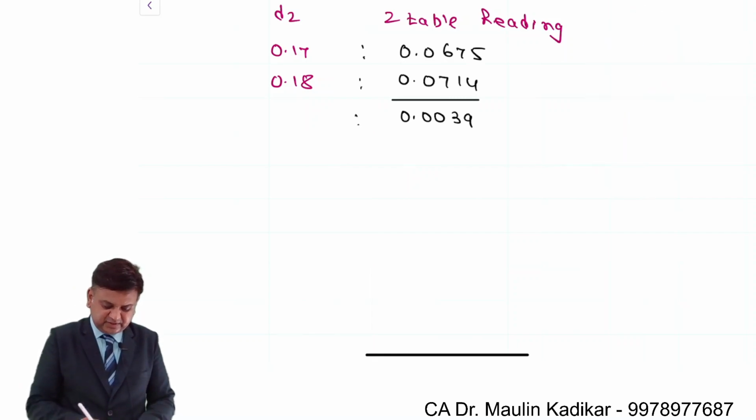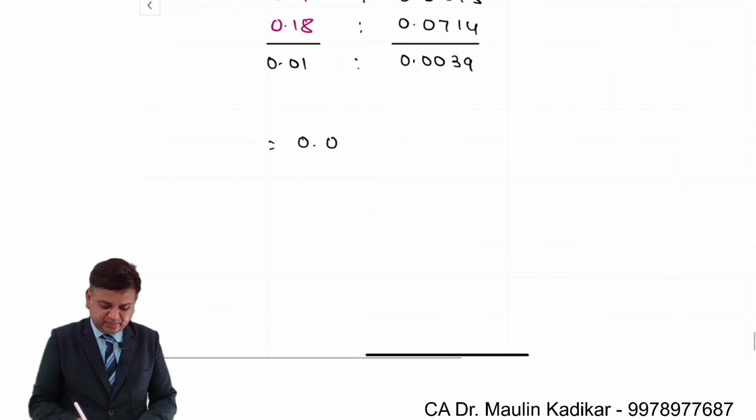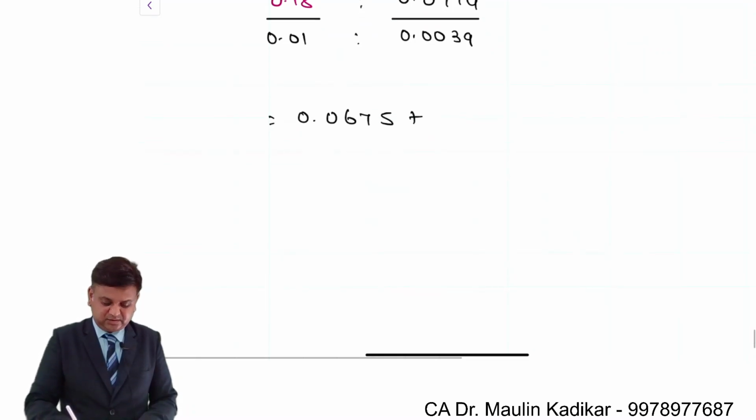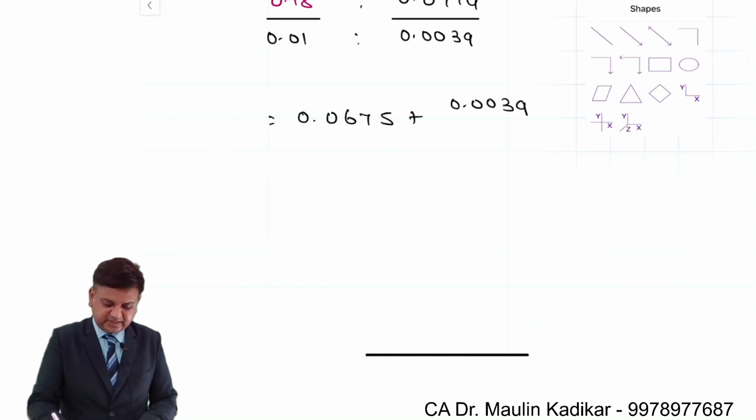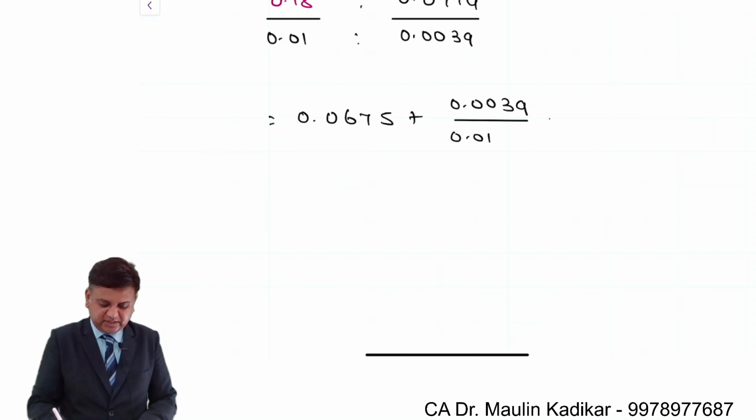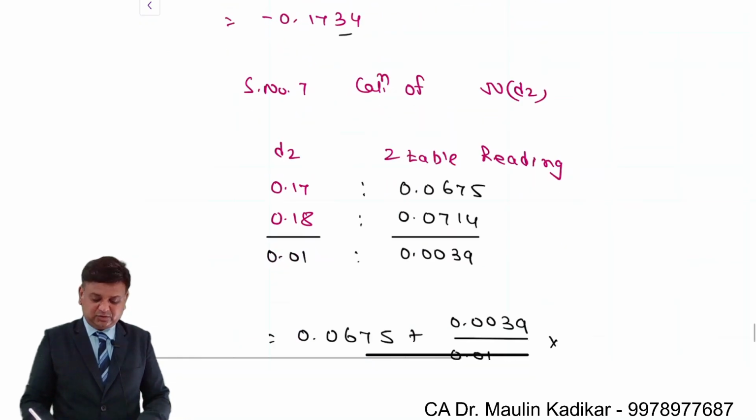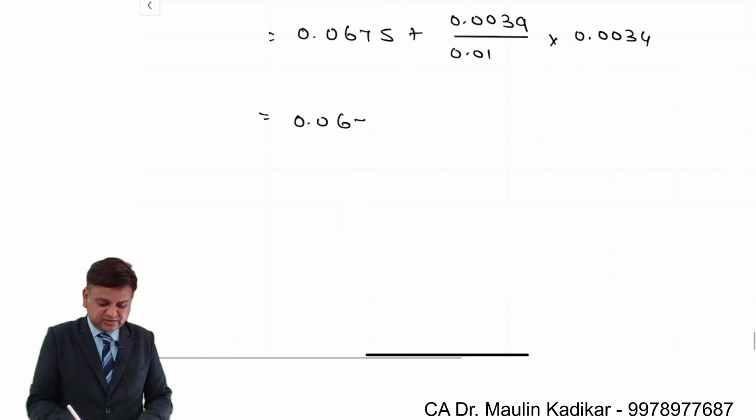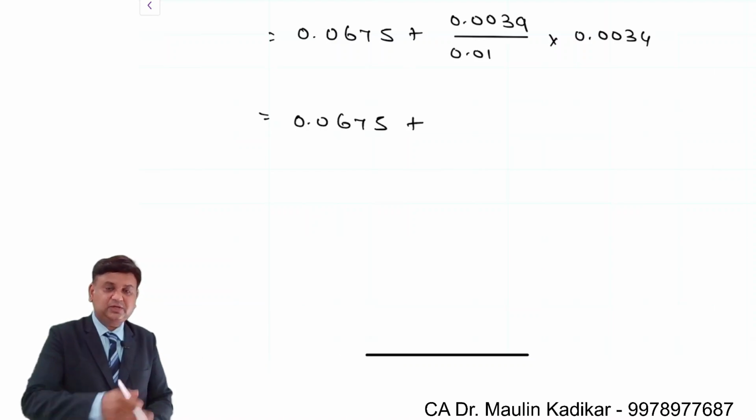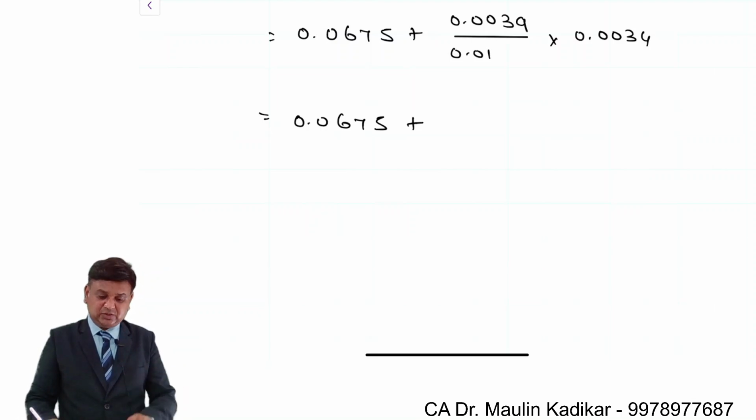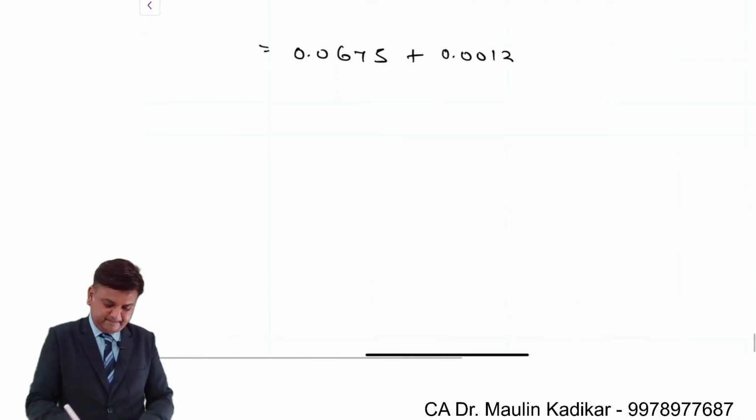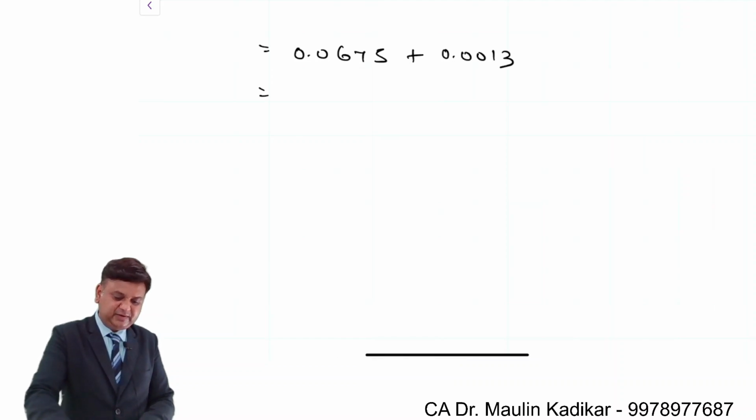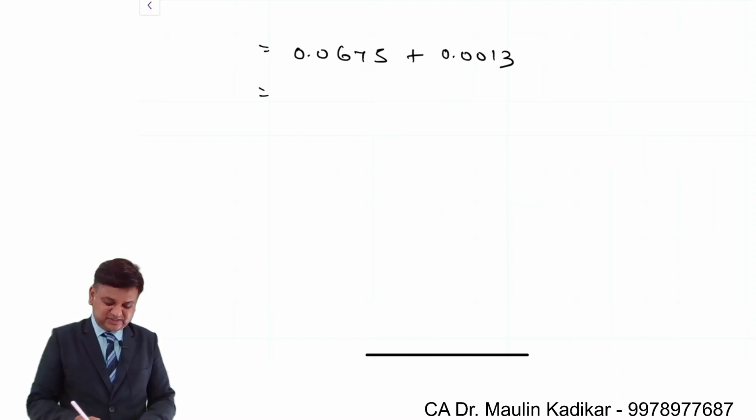And this is having a difference of 0.01. 0.0675 plus 0.0039 divided by 0.01 into, it is 1734, so we have to multiply it with 0.0034. 0.0675 plus 0.0039 into 0.0034 upon 0.01, so 0.0013. So 0.0675 plus 0.0013, so 0.0688.